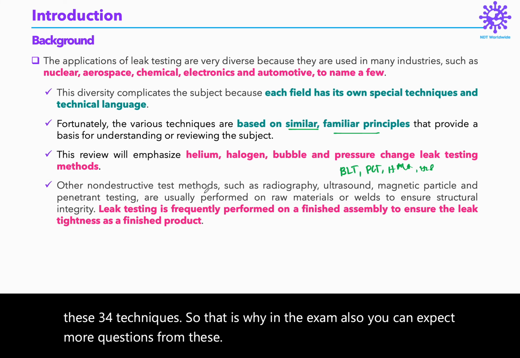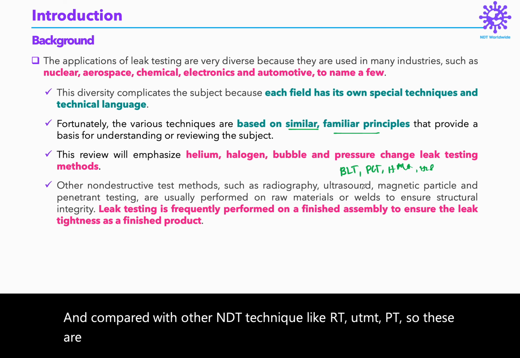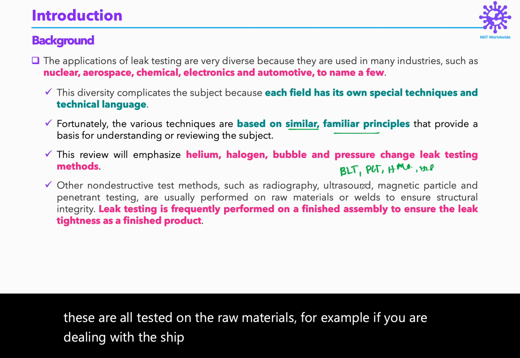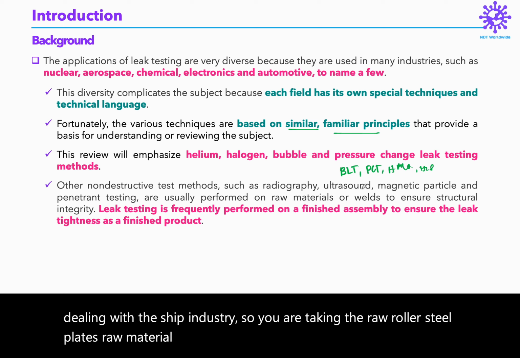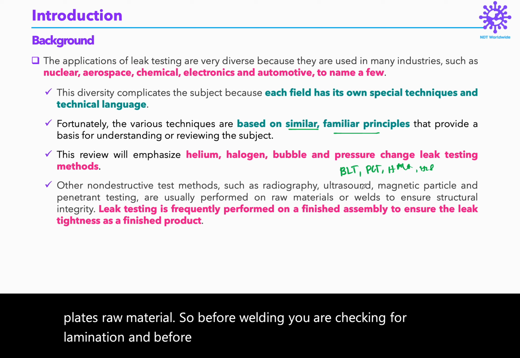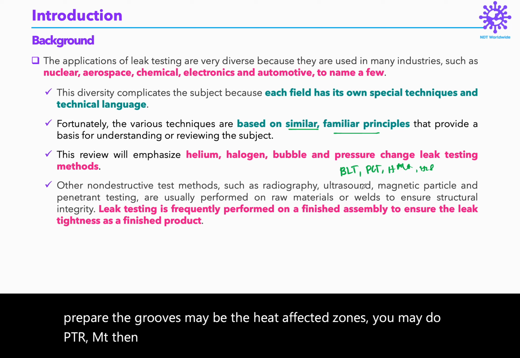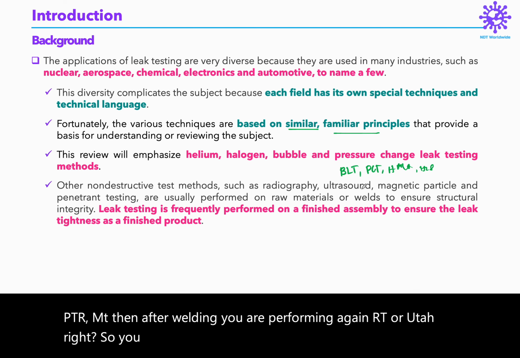And compared with other NDT techniques like RT, UT, MT, PT, these are all tested on the raw materials. For example, if you are dealing with the ship industry, you take the raw rolled steel plates, raw material. Before welding, you check for lamination, and before the start of welding, when you prepare the grooves, maybe the heat affected zones, you may do PT or MT. Then after welding, you perform RT or UT again, right? So you start with the raw material, and up to the final product you are checking with some NDT methods.